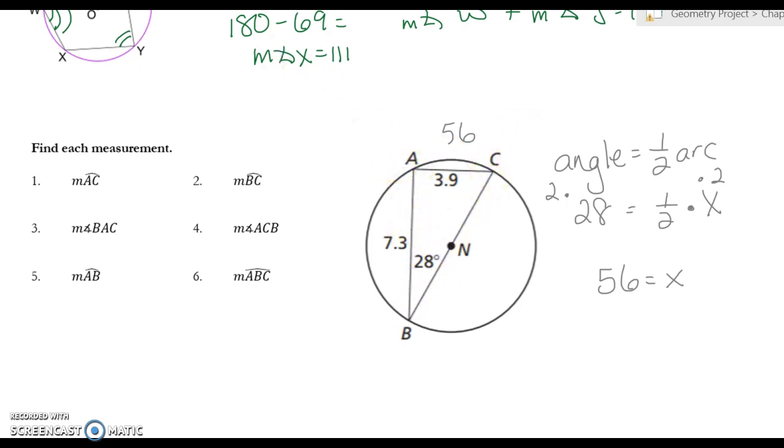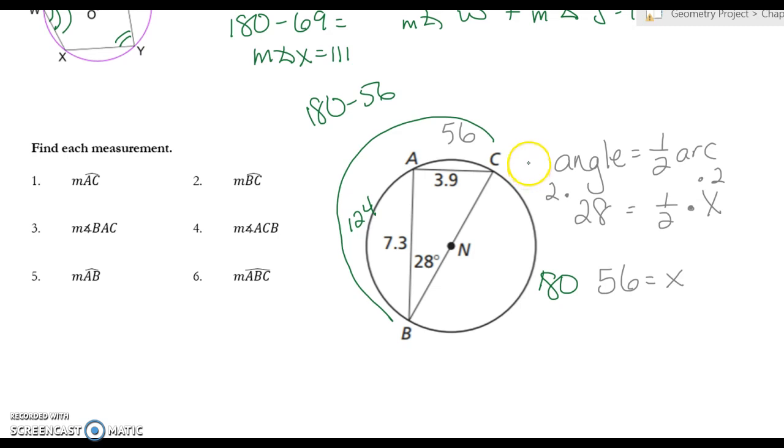Okay. Now I know that this over here, C to B, is 180 because it's a semicircle. Let's fix that 180. That was ugly. That one's not too pretty either. Over here, this also has to equal 180. So 180 minus 56 is 124. So A to B is 124. Okay. Let's see if that's enough information to fill in.